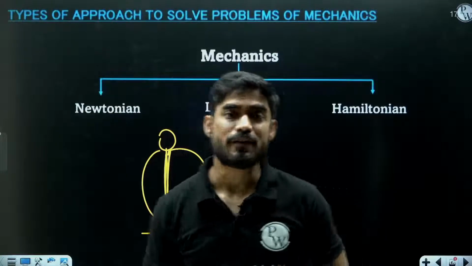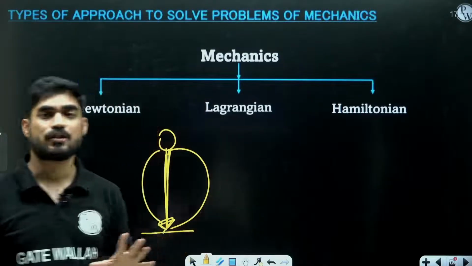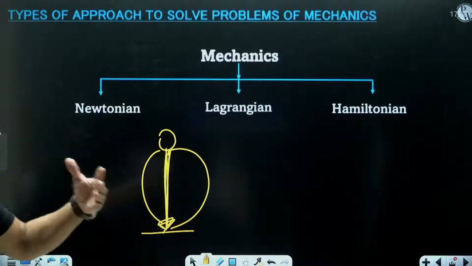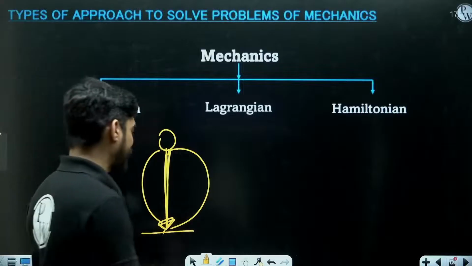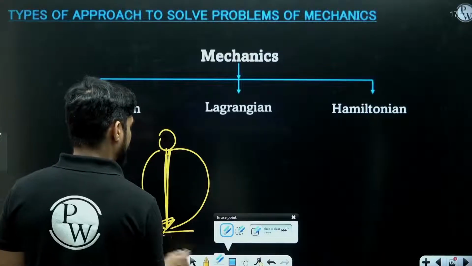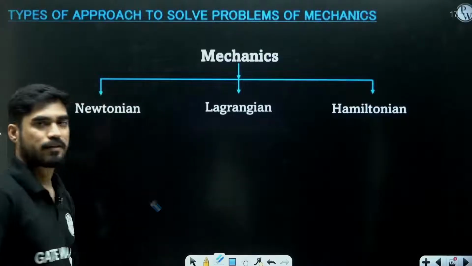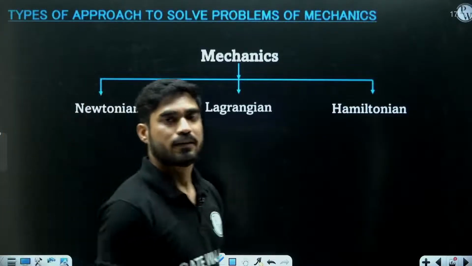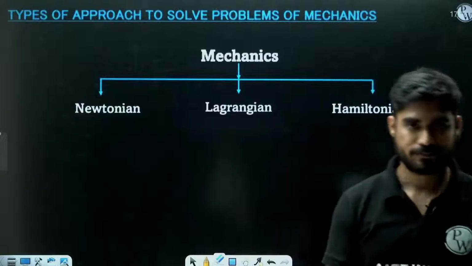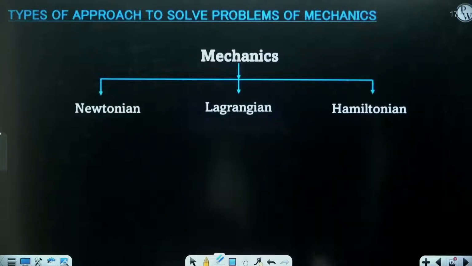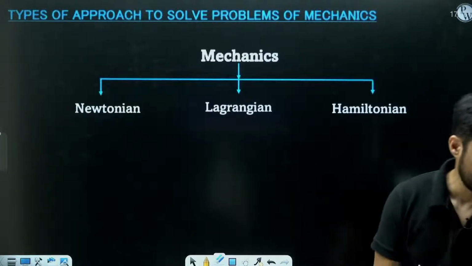Using this concept, Lagrange, the person who invented this mechanics, derived some equations using which we can find the equation of motion. So this is Lagrangian mechanics. It is based on the calculation of energy.